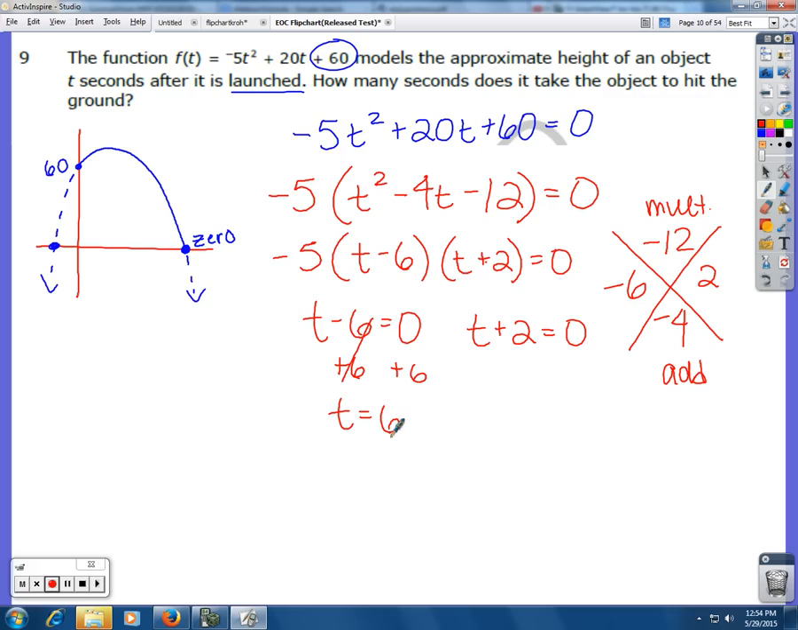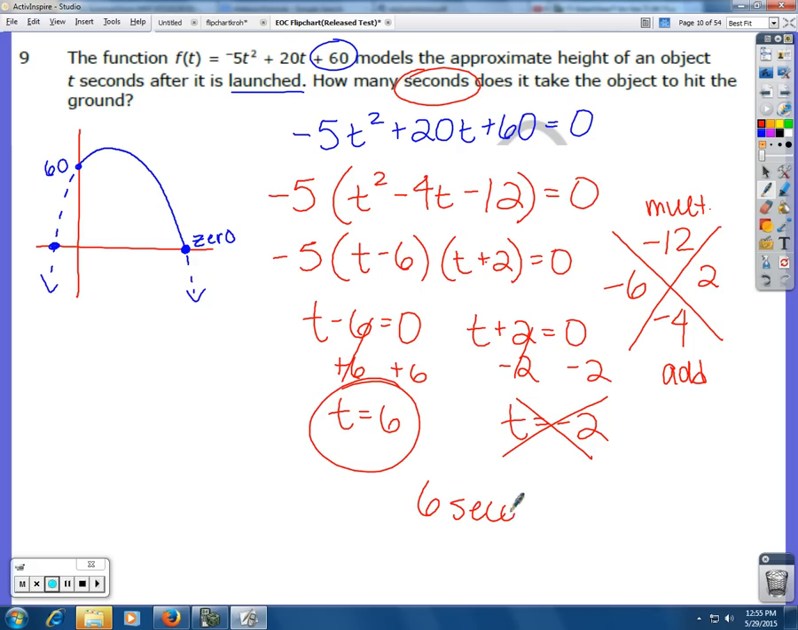So we're going to get t equals 6. We're also going to get t equals -2. Now, in this, it's talking about seconds. How many seconds? There's no such thing as negative time, so -2 does not make sense as an answer. So our answer is going to be t equals 6, so 6 seconds. That's how long the object is going to be in the air until it hits the ground.